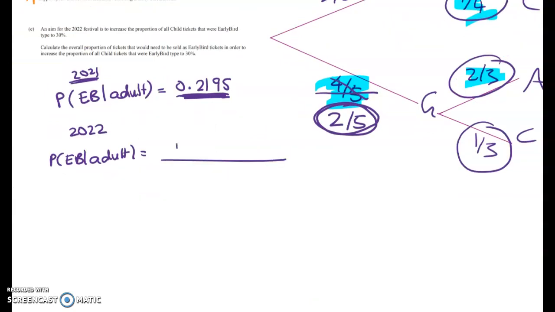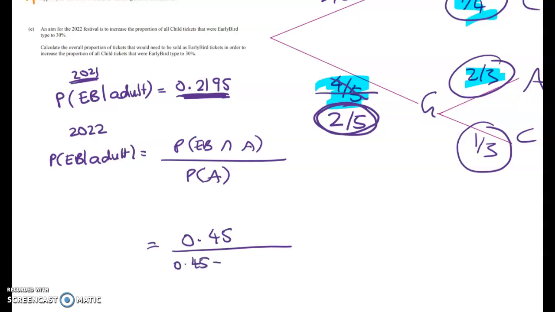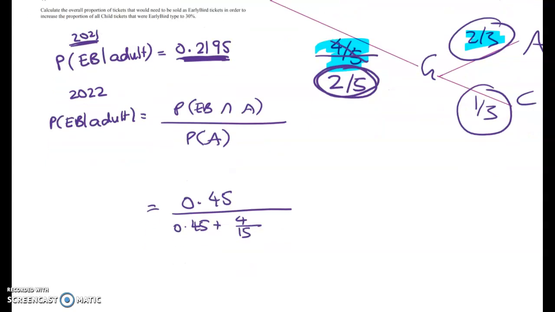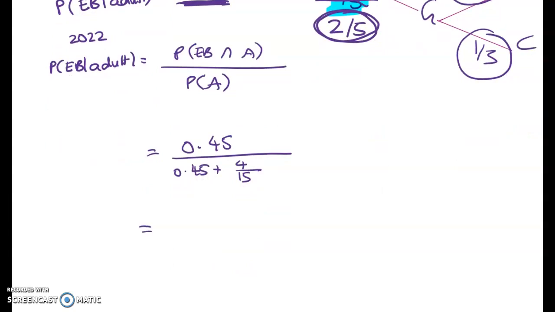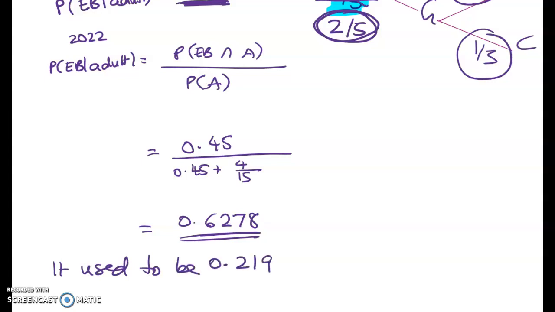And in the numerator, we're just going to have the probability of EB and adults. So up here we get 9/20, which is 0.45, and the denominator has 0.45 plus whatever 4/15 is as a decimal. Working all of that out gives me 0.6278. It used to be 0.2195. So you could call that, let's call that 62.8%, and this one is going to be 22.0%.